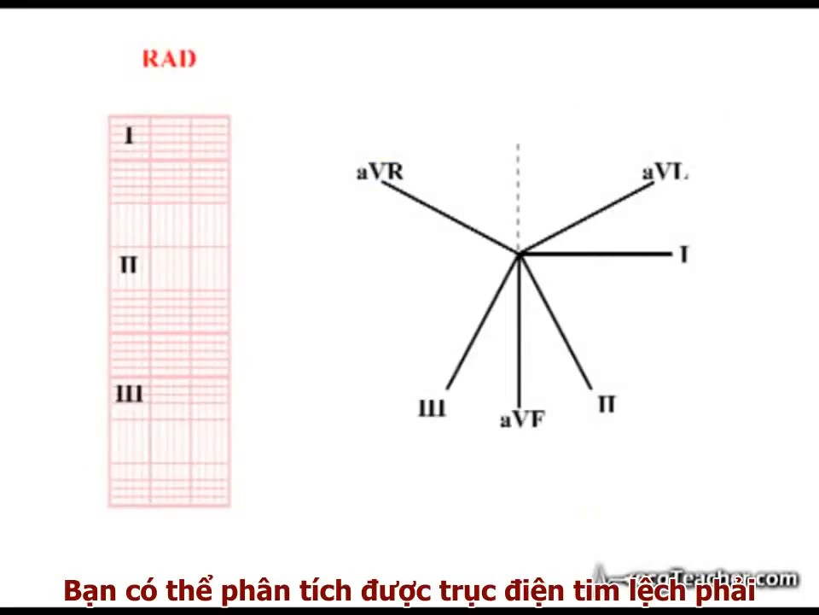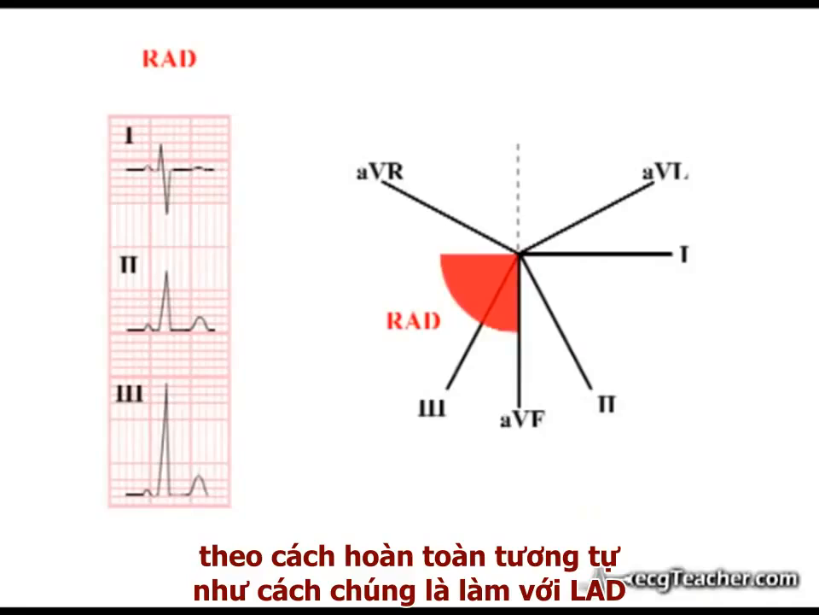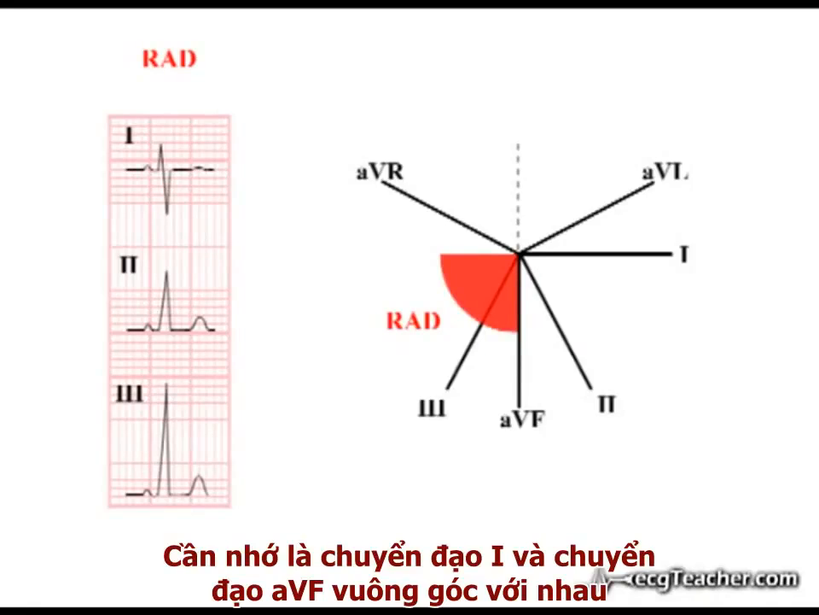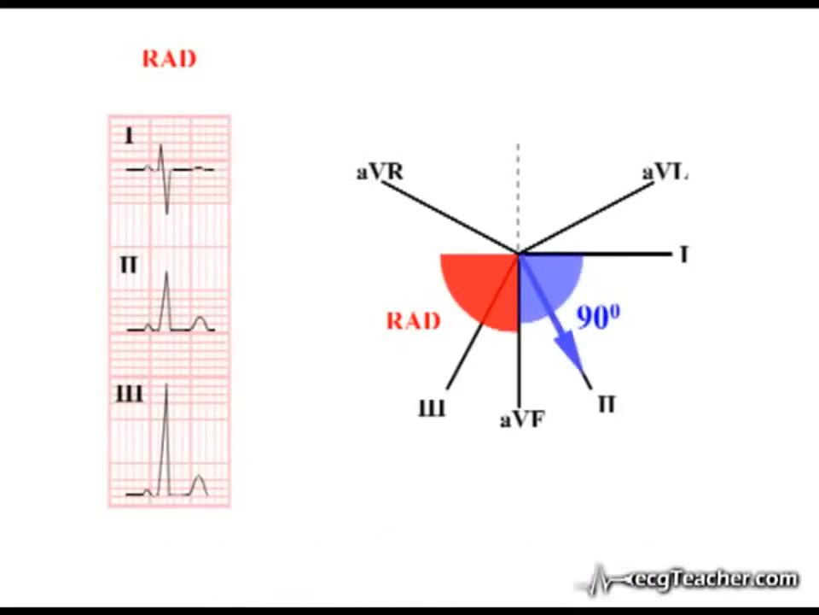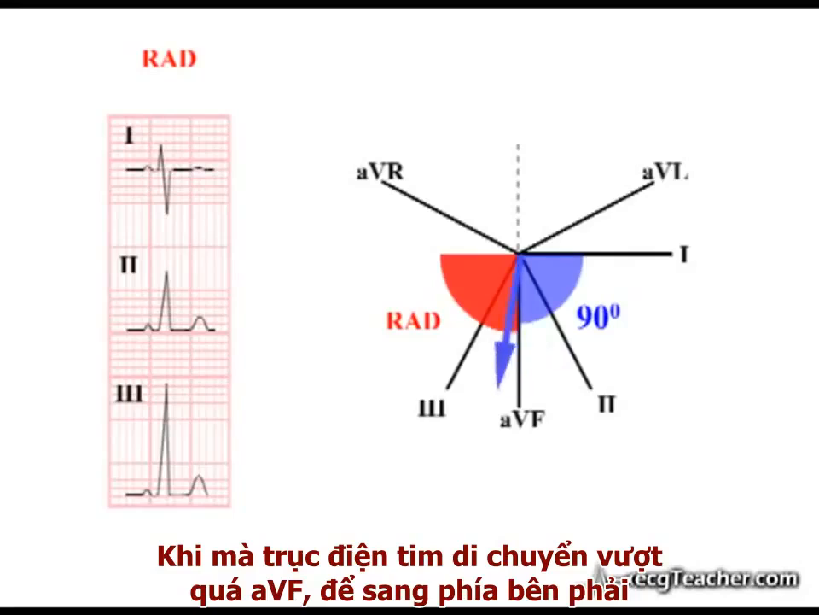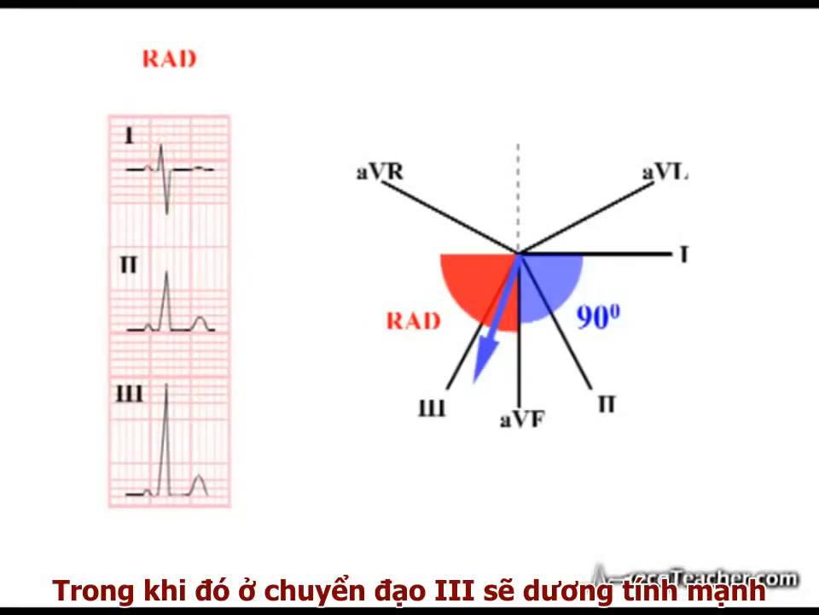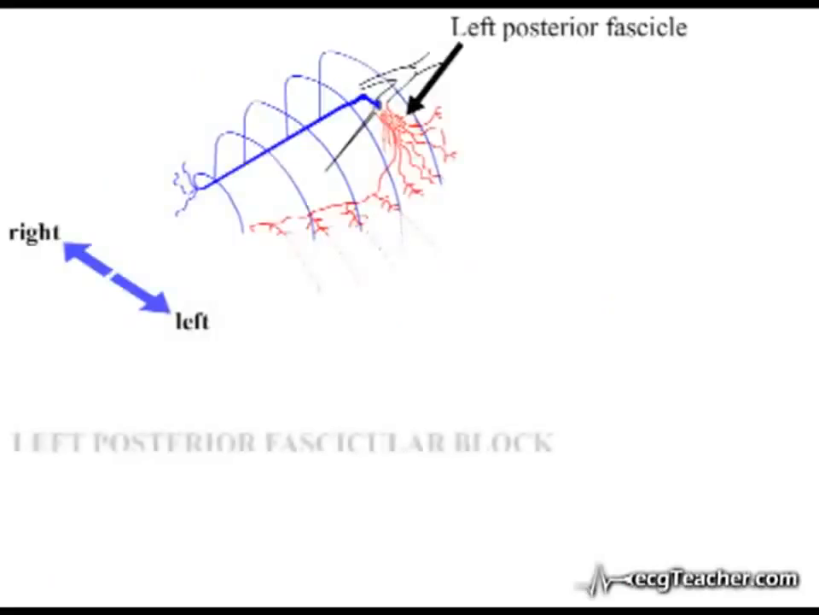You can work out the ECG appearance of right axis deviation in exactly the same way as we did for LAD. Remember, lead 1 and lead AVF are separated by 90 degrees. When the axis moves beyond AVF into right axis deviation territory, the QRS complex in lead 1 becomes overall negative, while that in lead 3 remains positive.